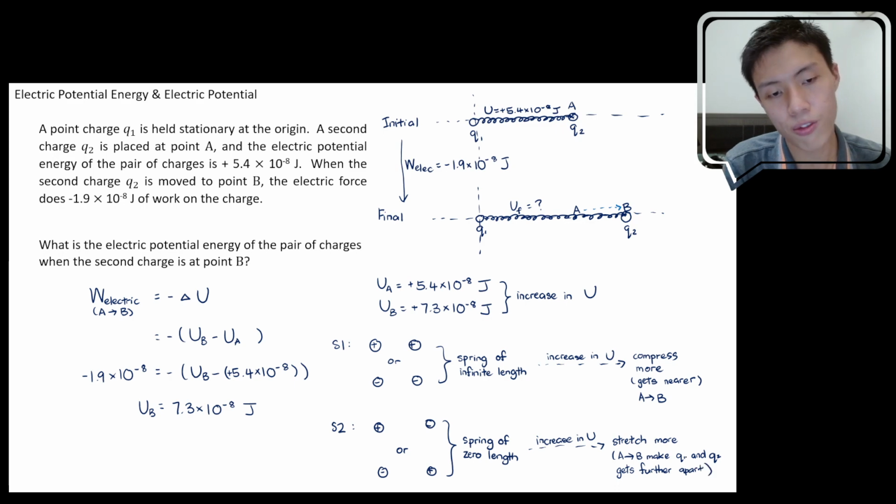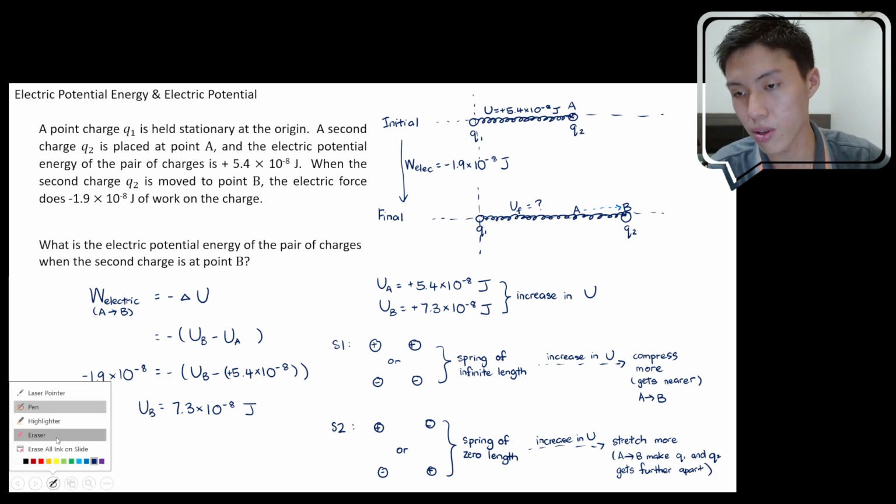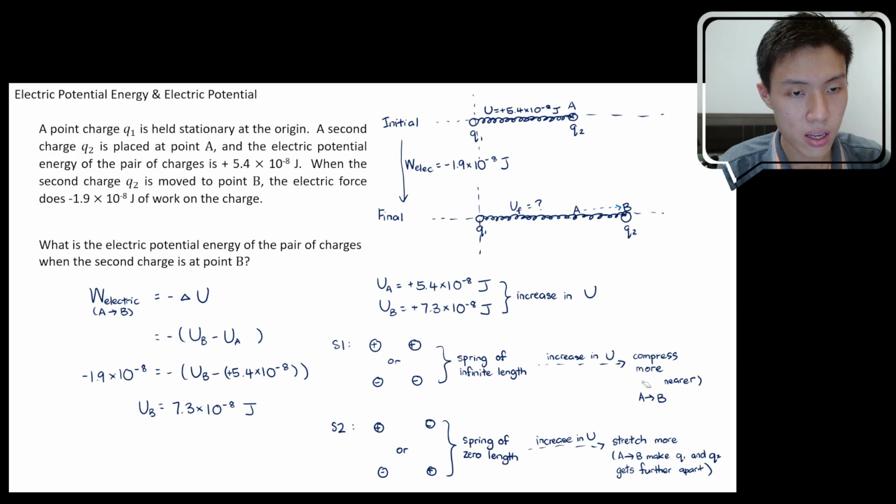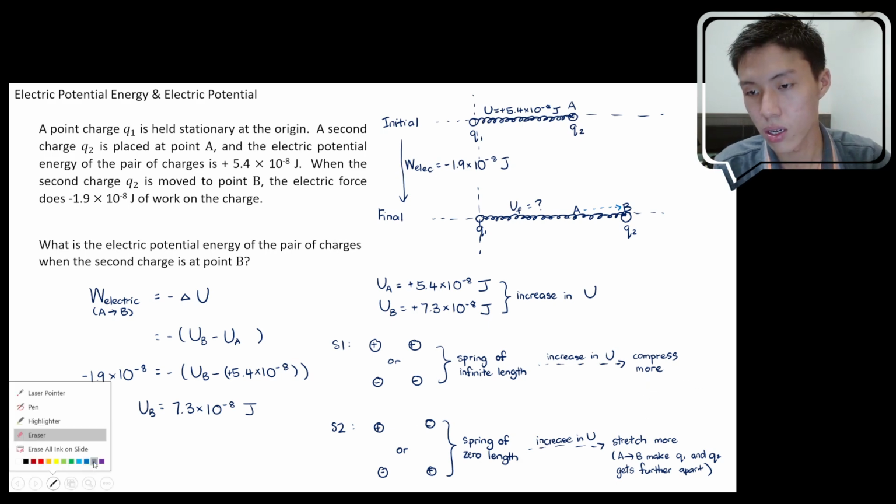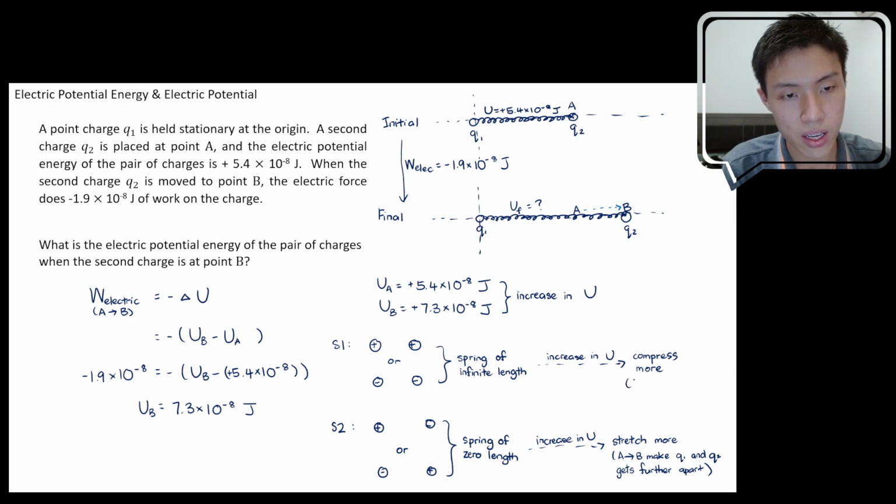Okay, let me rephrase what I wrote up there, or else it might be a bit confusing. You can write it as A to B makes Q1 and Q2 get nearer. Okay, so what does it mean?